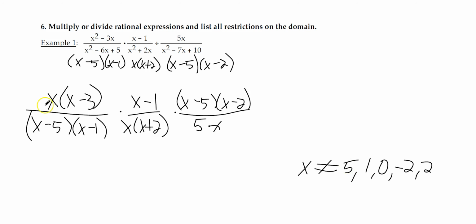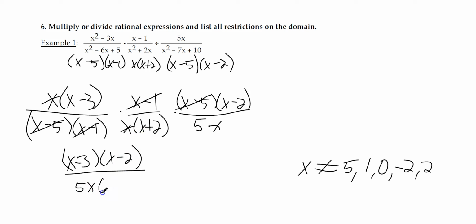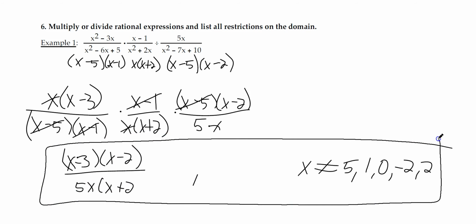So, now we reduce factors of 1. This x reduces, x minus 3 does not, the x minus 1 reduces, the x minus 5 reduces, and the x minus 2 does not. So our final answer, we have x minus 3 on top, the x minus 2, in the denominator we have 5x, and the x plus 2, comma, and all of our restrictions. Double check, that looks perfect. All right, that completes lesson 1.